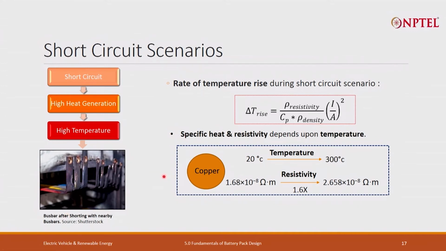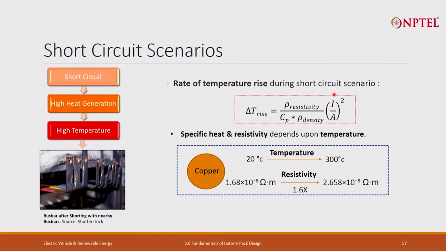Now, if you see for copper, the temperature can rise from 20 degree centigrade to 300 centigrade during short circuit scenarios. The resistivity, if such things happen, becomes almost 1.6 times because of the temperature rise. So, that means more heating, more heat generation, faster temperature rise. So, what is important to know? What could be the delta T rise? How much more temperature can it go?